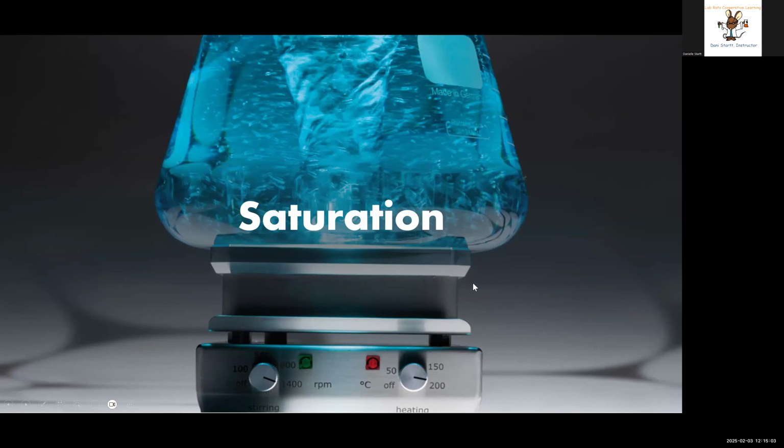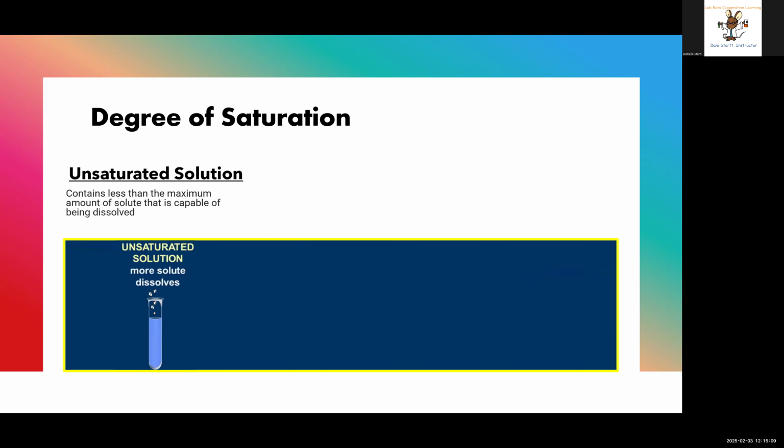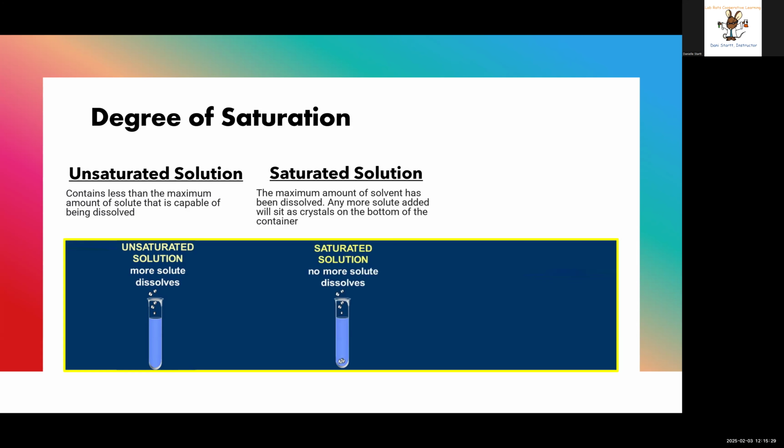So let's talk about saturation for a bit. The best way to talk about saturation is to discuss degree of saturation. An unsaturated solution contains less than the maximum amount of solute that is capable of being dissolved. So this could be dilute, but it doesn't have to be dilute. It can be getting close to saturated, but still unsaturated because you can still add more solute. When you get a saturated solution, that means you have reached the maximum amount of solute that has been dissolved, and any more solute added will sit as crystals at the bottom of a container.